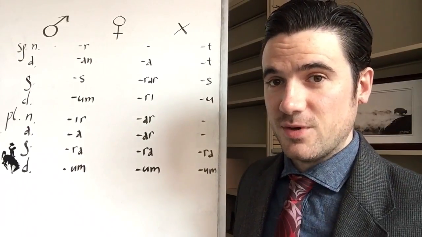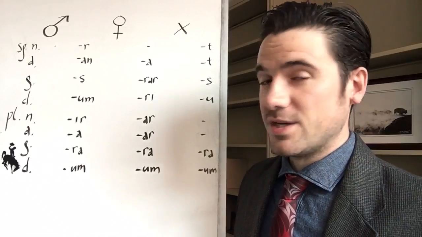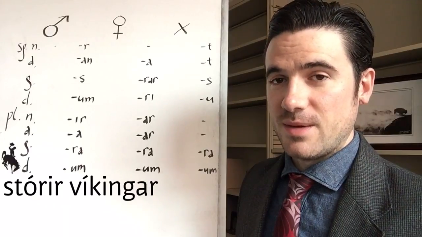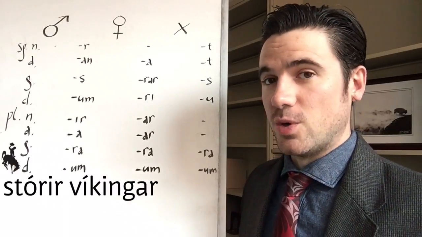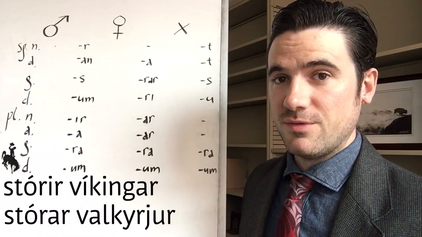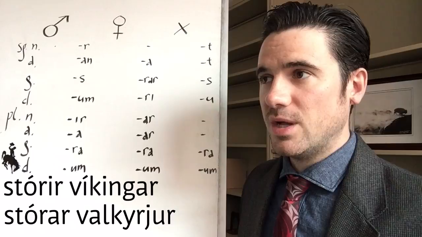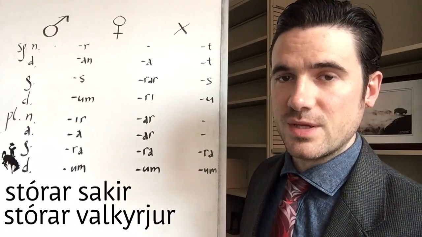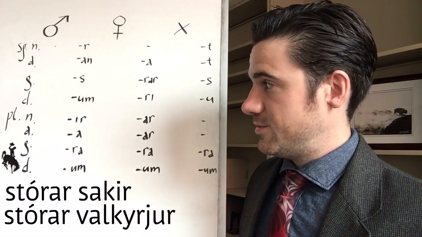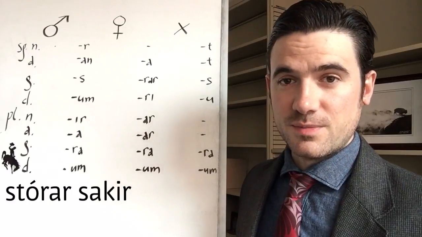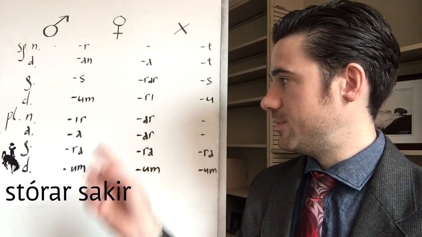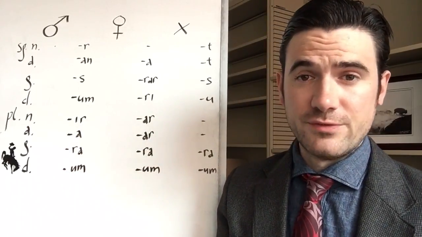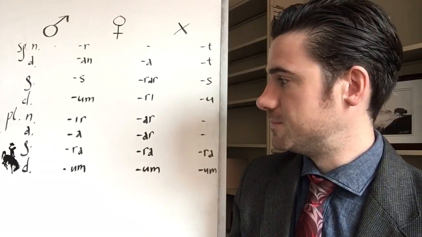All right, so this is something that can't be overstated. This can really trip people up. We talk about stórir víkingar, right? Big Vikings, nominative plural, masculine, but stórar valkyrjur, big valkyries, or to use something that has an -ir in the plural, stórar sakir, big things, big matters in the feminine. So the adjective in the plural and the noun that it goes with in the plural probably won't have the same ending. They can. There are feminine nouns that have -ar in the plural, masculine nouns that have -ir in the plural, but that's not the typical default type of masculine or feminine noun.